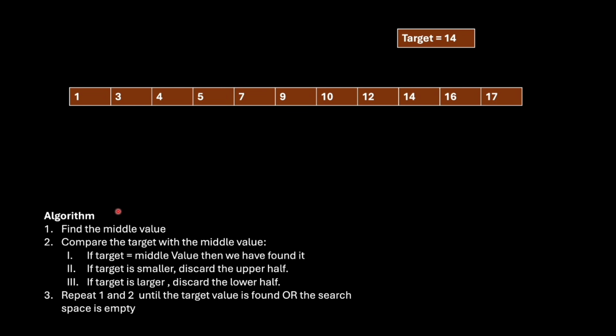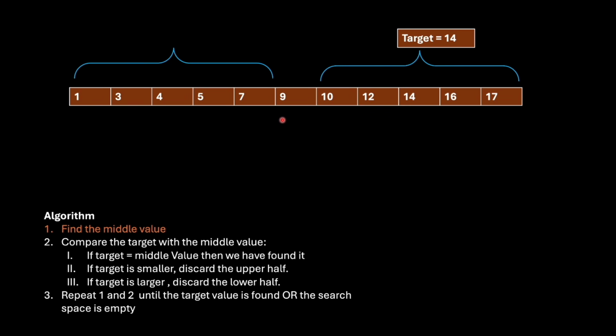Here I have the algorithm for binary search, and the first step is to find the middle value. Now you and me can just look at this array and say, here, 9 is the middle value, because we can see that 9 is right in the middle. But how would a computer figure out what's the middle value? Like, what's the formula behind it?